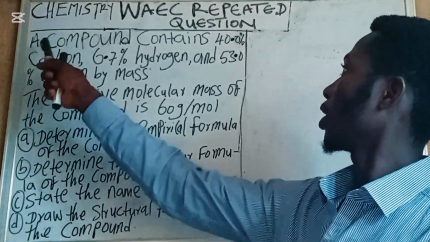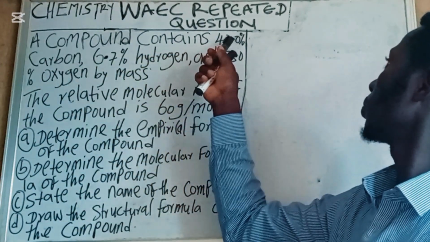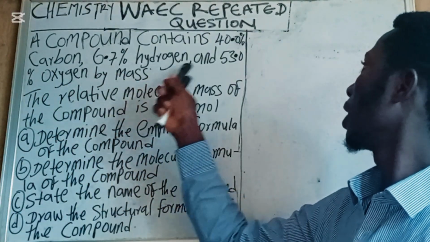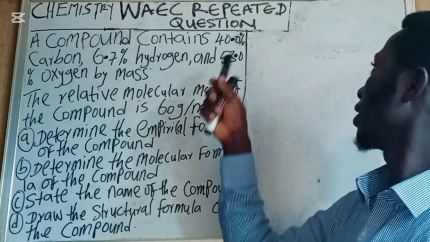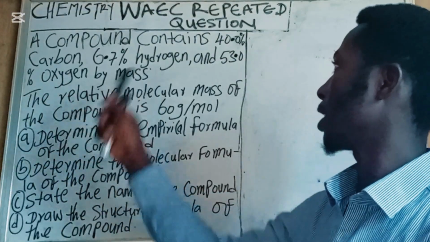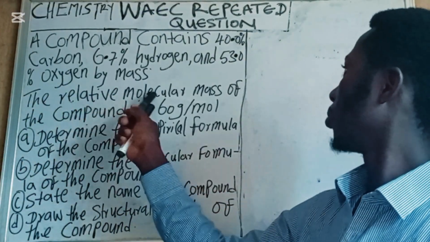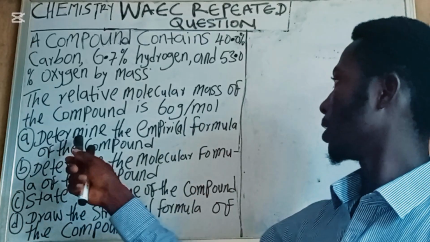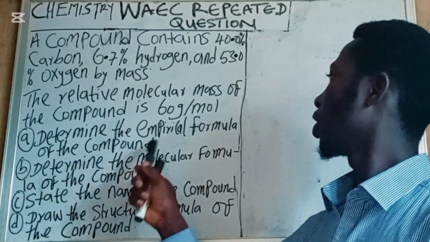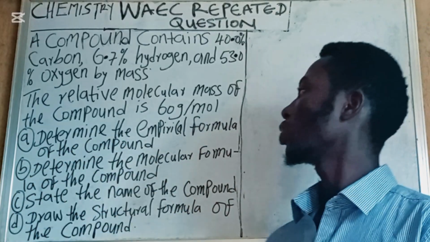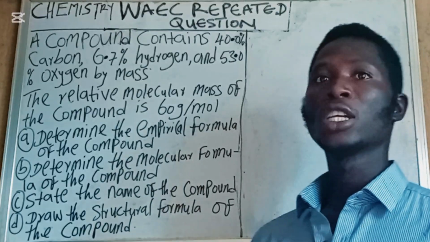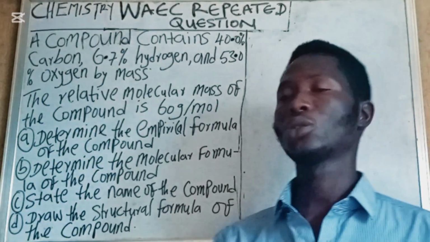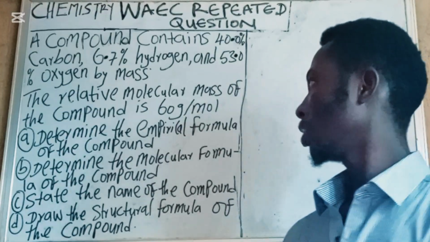The question says: a compound contains 40.0% carbon, 6.7% hydrogen, and 53.0% oxygen by mass. The relative molecular mass of the compound is 60 grams per mole. A. Determine the empirical formula of the compound. B. Determine the molecular formula of the compound. C. State the name of the compound. And then D. Draw the structural formula of the compound.